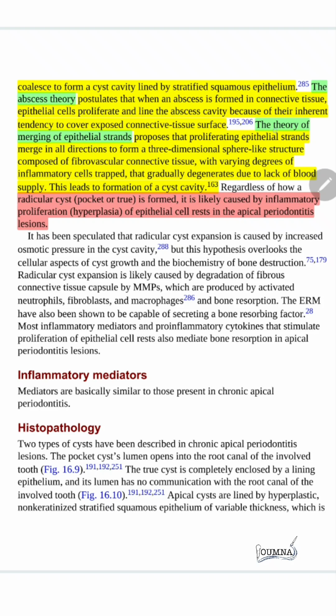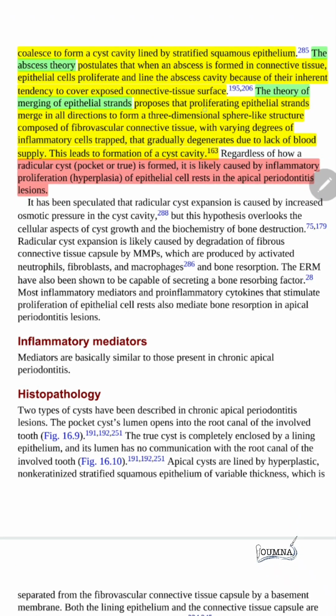The third one is the theory of the merging of epithelial strands, which says that the epithelial tissue is proliferating in strands in all directions to form a sphere-like structure composed of a fibrovascular connective tissue with varying degrees of inflammatory cells trapped. Then these gradually lack the blood supply and become a cyst cavity.